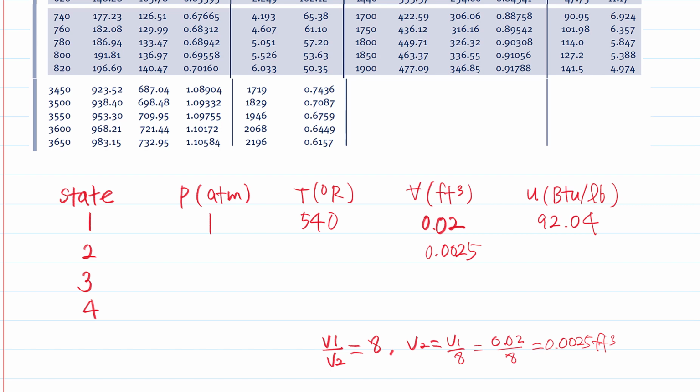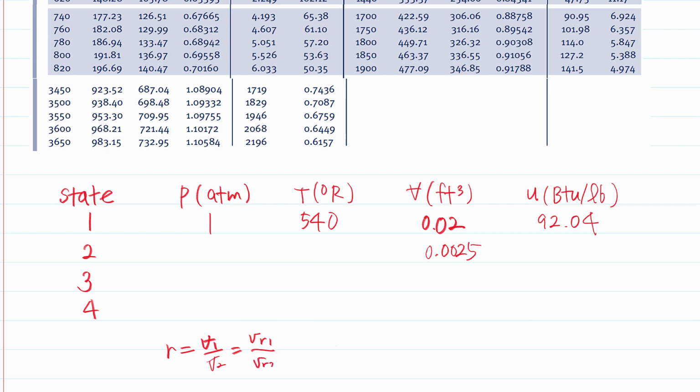Going from state 1 to state 2 is an isentropic process. For air under an isentropic process, we can use the relative volume as we know the compression ratio. The compression ratio r equals V1 over V2, and this is equal to vr1 over vr2, the relative volume ratio.